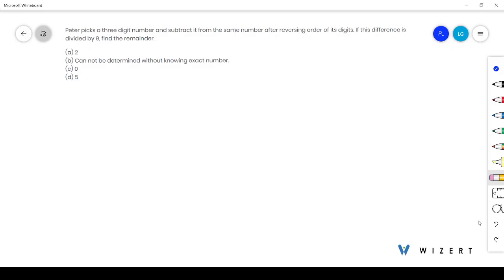Our question is, Peter picks a 3-digit number and subtracts it from the same number after reversing the order of its digits. If this difference is divided by 9, find the remainder. Let that 3-digit number be 100x plus 10y plus z.